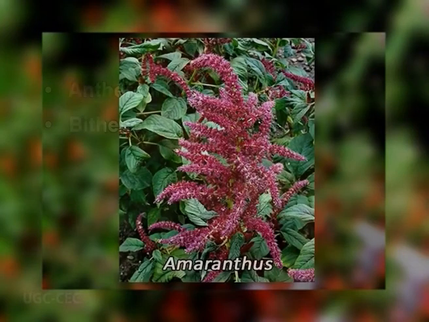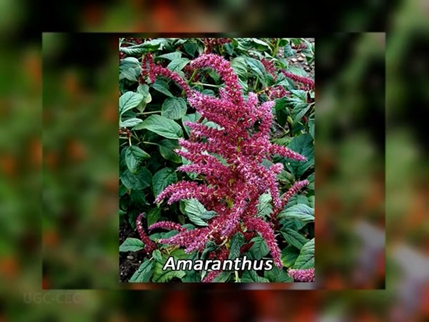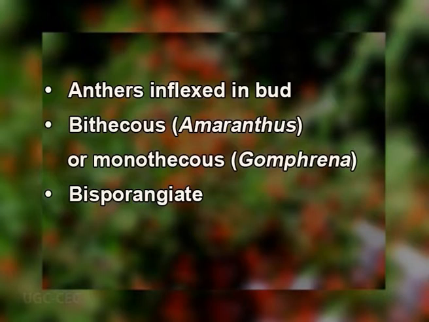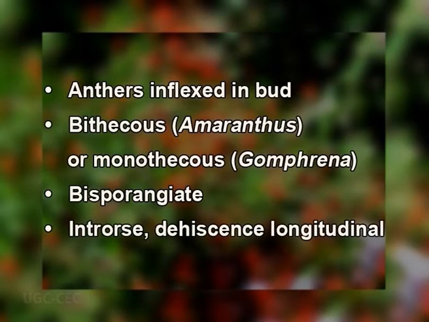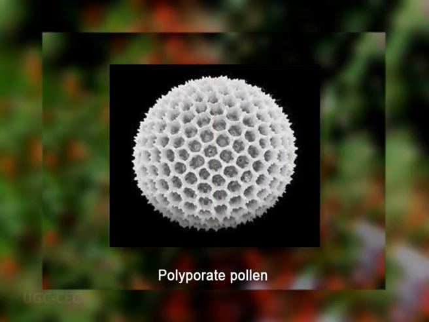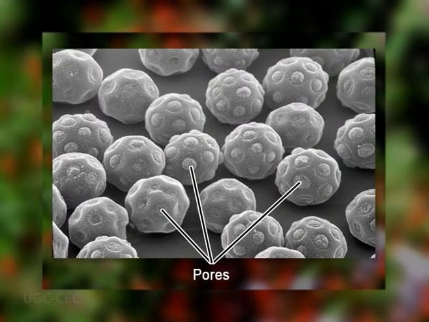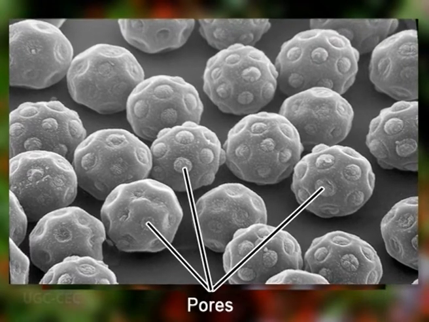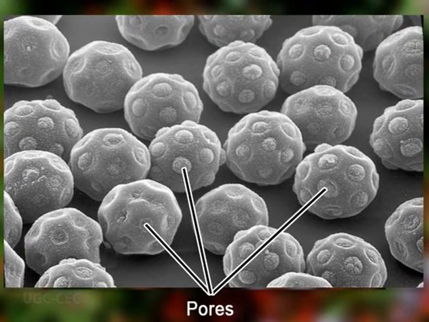They are bithecous. Commonly we see the bithecous anthers in Amaranthus, or they can even be monothecous. These monothecous anthers we see in Gomphrena. The anthers are bisporangiate, they are introrse, and the dehiscence is longitudinal. The pollen grains in Amaranthaceae are characteristically polyporate, and also they are spinulose. These pollen grains are always associated with pores, which are scattered all over the surface of the pollen grain.